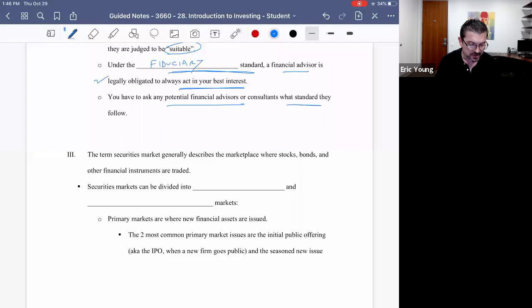So anyway, friends, with that, we have a basic outline for an investment plan. So you decide that you're ready to invest.